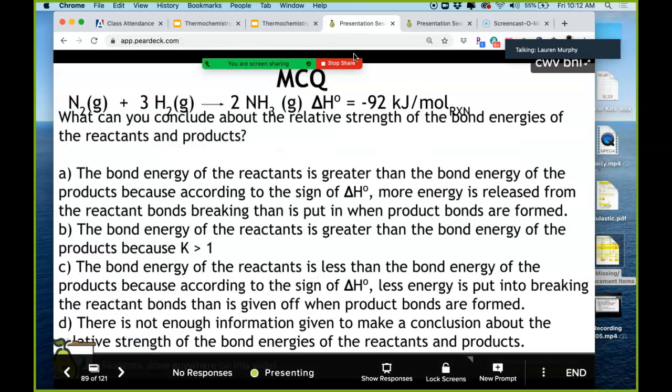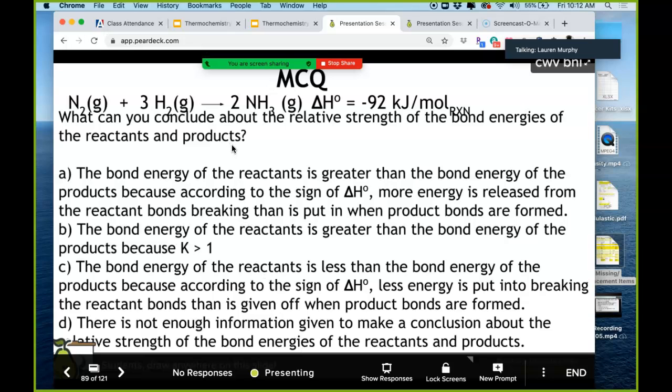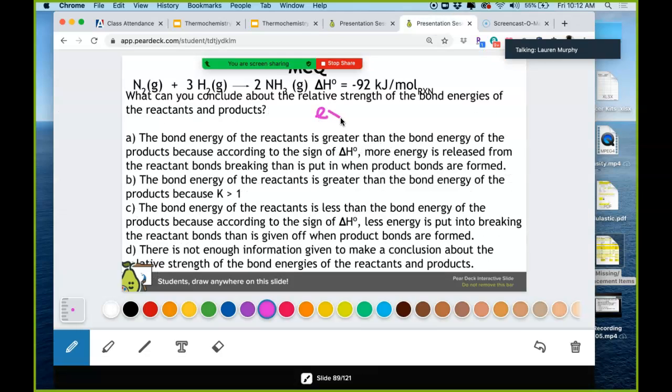So let's look at this multiple choice reaction. MCQ meaning no calculator, but this is definitely conceptual. It says, what can you conclude about the relative strength of the bond energies of reactants and products? So you look at this reaction and then you look at the delta H, and the delta H is negative, which tells you it's exothermic.